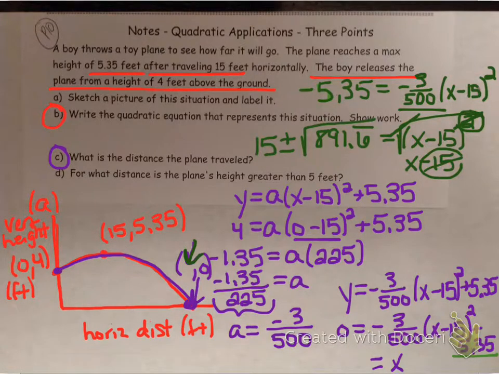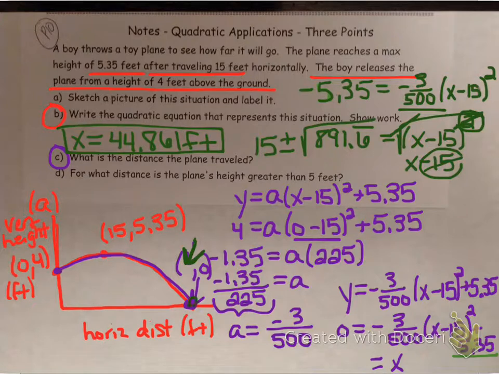And so then you're going to need a calculator to finish that problem anyway. And so you would have 15 plus that square root, and you would get 44.861. So I'm kind of out of room, but our solution is x equals 44.861 feet. And that is how far the plane traveled horizontally before it came back to right there and landed on the ground.